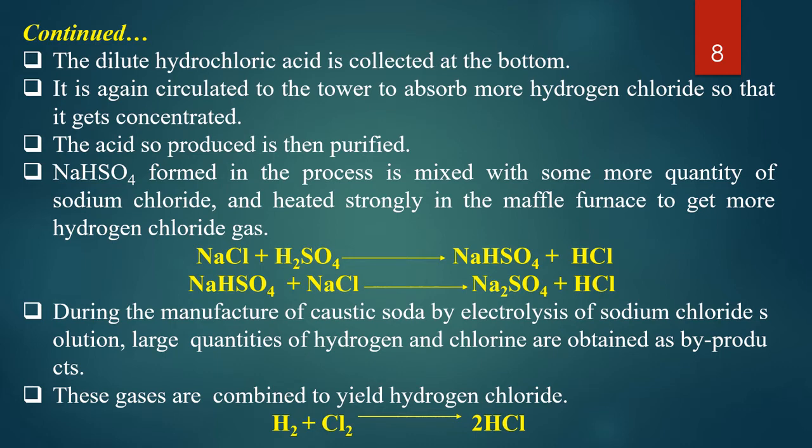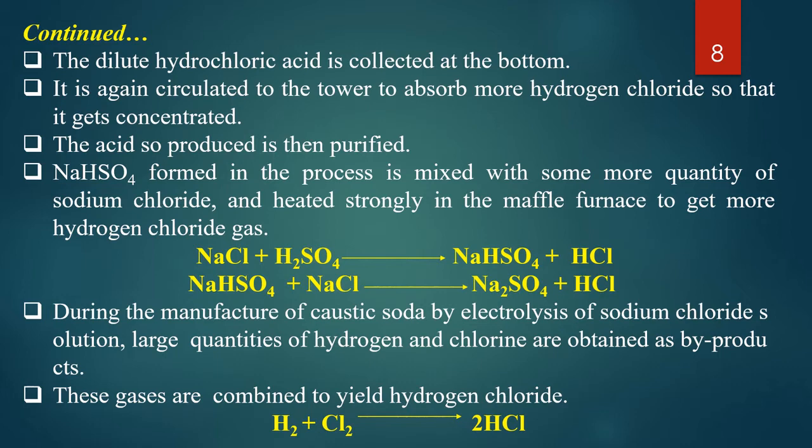Sodium hydrogen sulfate formed in the process is mixed with some more quantity of sodium chloride and heated strongly in the muffle furnace to get more hydrogen chloride gas. Sodium chloride reacts with sulfuric acid to form sodium hydrogen sulfate and hydrochloric acid. Sodium hydrogen sulfate further reacts with sodium chloride to form sodium sulfate and hydrochloric acid.